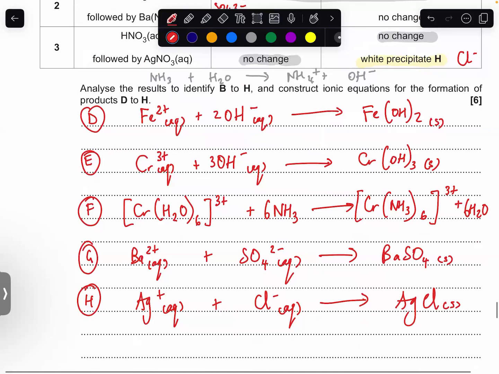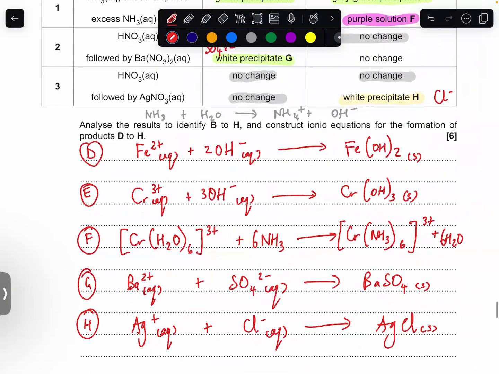Construct ionic equations. I think we've done that. We've got the ionic equations, we've got the ligand substitution. I think that covers them all. Did we miss any out? Chromium hydroxide. Yeah, that covers all the points. Hope that makes sense.